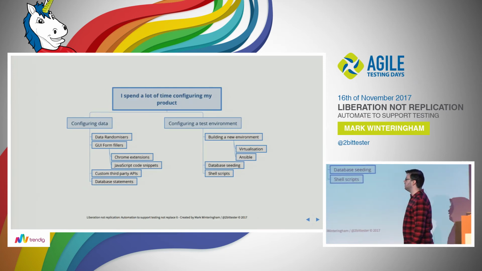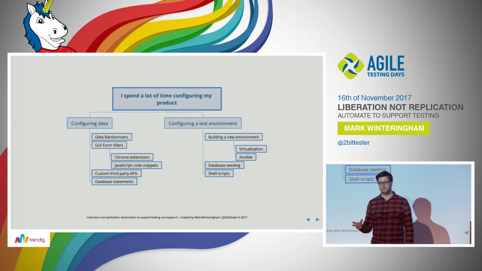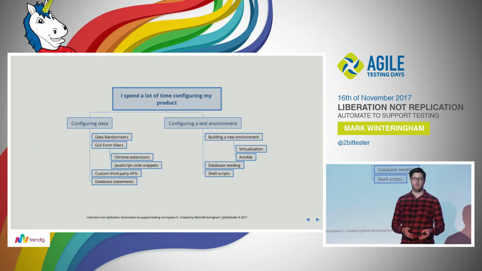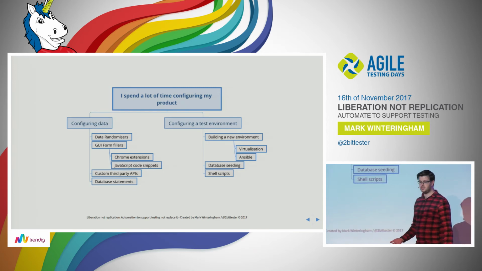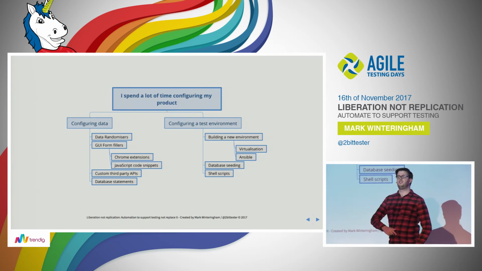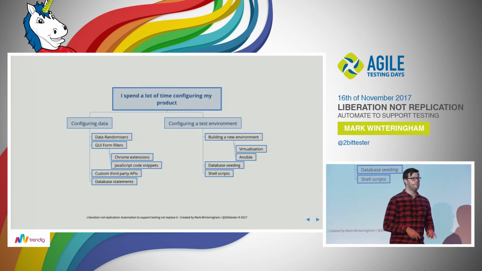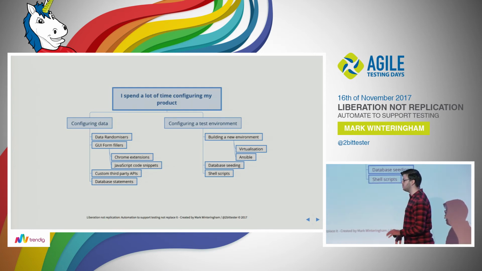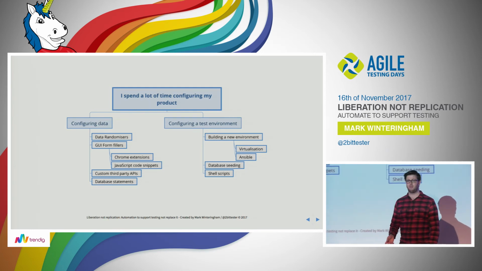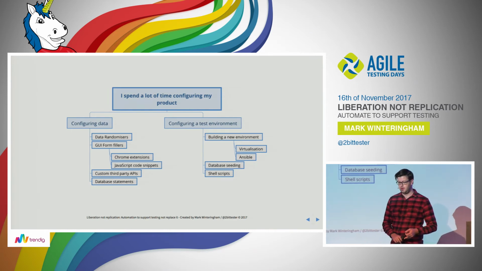Next, I find myself asking, I spend a lot of time configuring my product. Problem first. What is taking me so long? Well, it might be I'm configuring data, or I'm configuring a test environment. Well, what type of data am I configuring? Actually, I've just got to keep on creating lots of different types of data, and it's really boring. I'm typing it into an Excel sheet. Maybe I want to use a data randomizer. Maybe I want to use something, again, like Bug Magnet or Perl Clip.